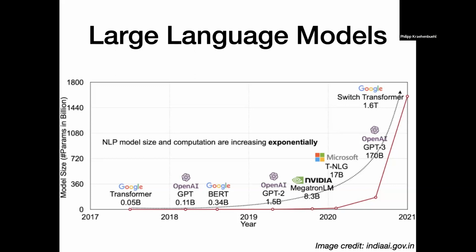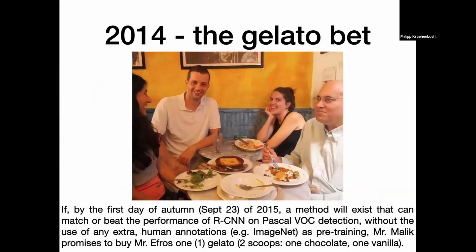For vision, this is great because it allows us to answer a very, very old question, which sort of originated around the time of the Gelato Bet. And who in here knows what the Gelato Bet is? All right, Vito knows. All right, good.